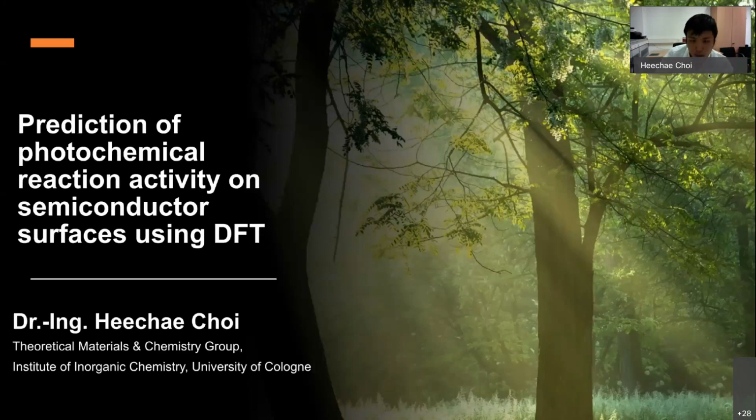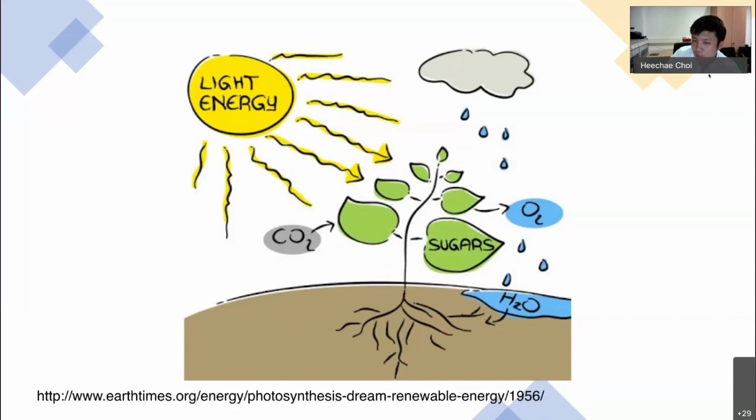I prepared this cover image because the most common example of photochemistry around us is photosynthesis. With light energy and water, the plants produce sugar from CO2. With the light energy, electron and hole carriers are generated, and those carriers are used to convert the CO2 to sugars. So this is a very common and well-known example of a photochemical reaction.